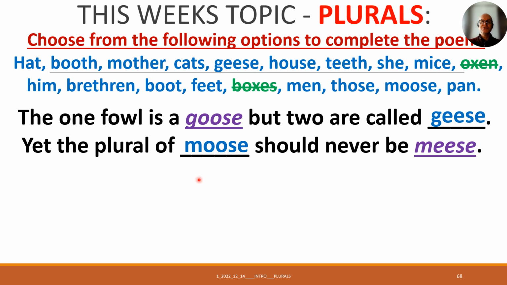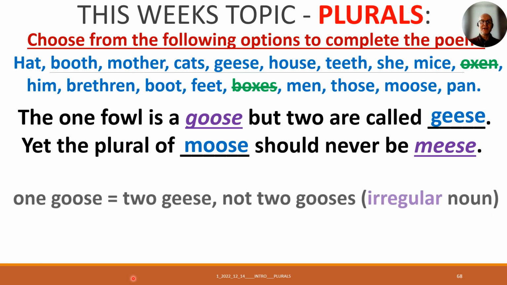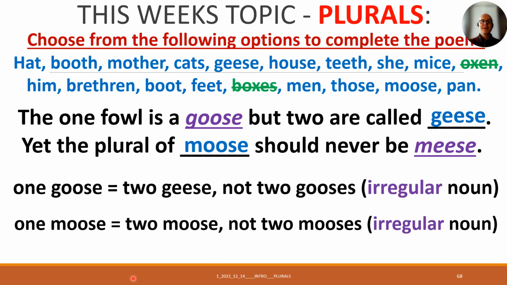One goose, two geese. Very similar words, but different rules for forming the plural. One goose, two geese. Different words for the plural compared with the singular. And one moose, two moose. The same word for the plural as the singular.